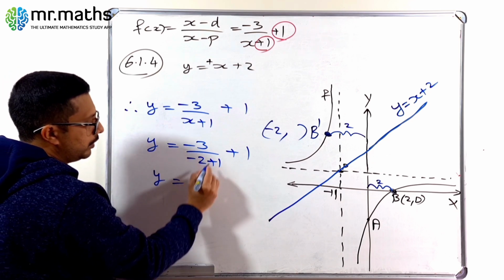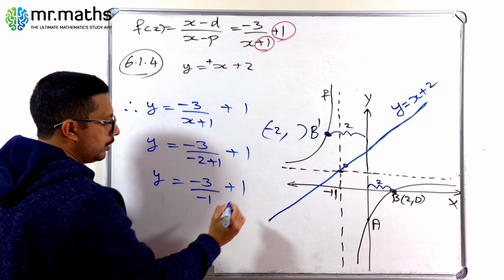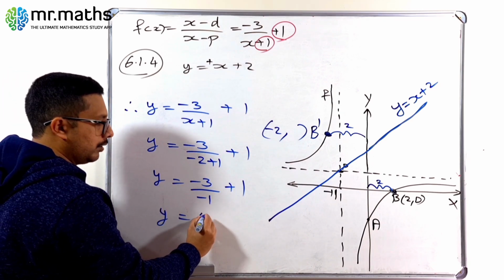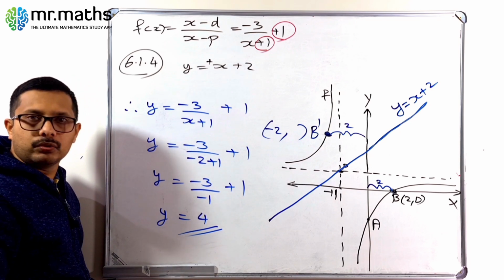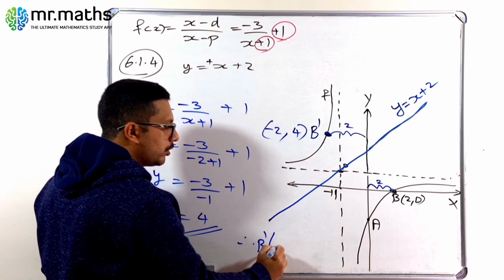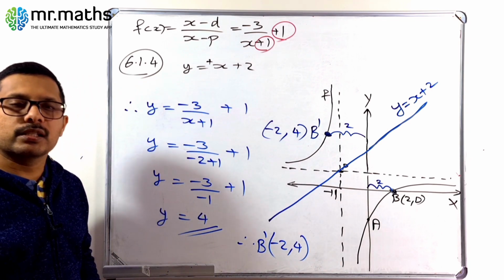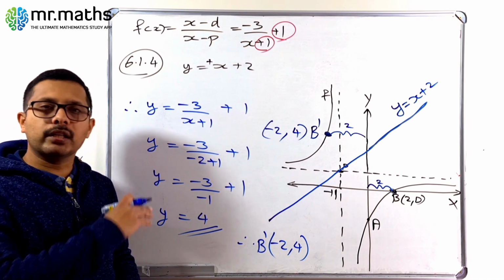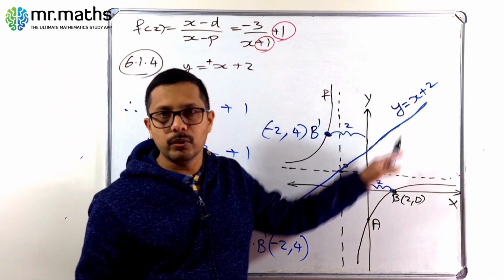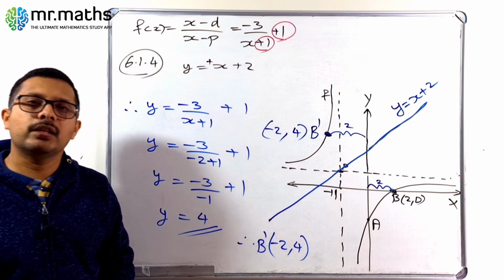Check in your calculator. Minus 3 divided by minus 1, plus 1. So minus 3 by minus 1 is 3. 3 plus 1 is 4. That means y is equal to 4 at this point. So what is the coordinate of B dash? Minus 2 comma 4. Okay, that is the coordinate of the image of B based on the reflection in the axis of symmetry y is equal to x plus 2. Okay, so that is question number 6.1.4.